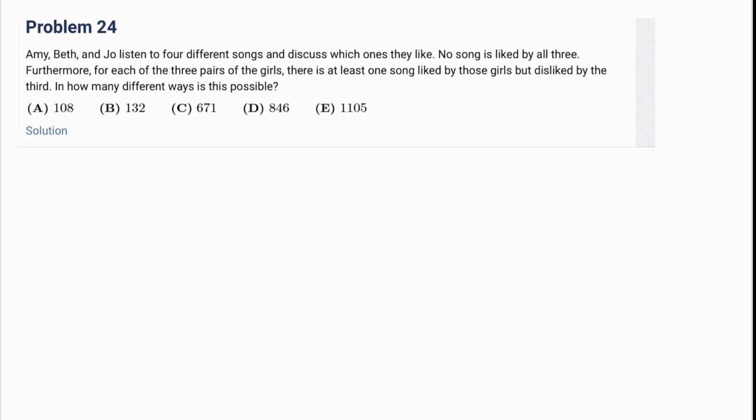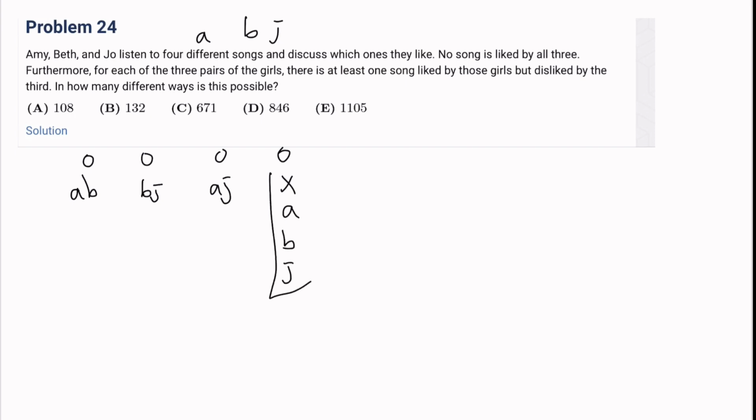Okay, so there are 4 different songs. And we have Amy, Beth, and Joe. Right? And there's at least one song liked by 2 girls but disliked by the third. So at least one has Amy and Beth like it, Beth and Joe like it, and Amy and Joe like it. And the mystery is who likes the 4th song, right? And so first, nobody could like the 4th song, or it could be just Amy or just Beth or just Joe. And so that would give us one section.